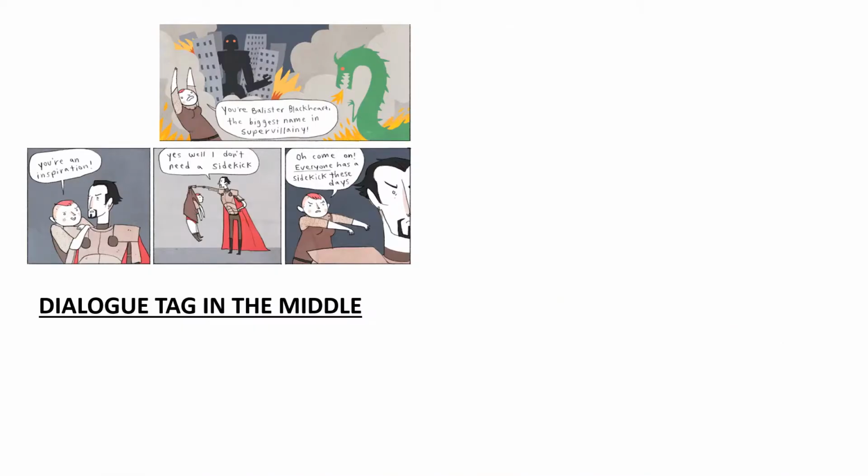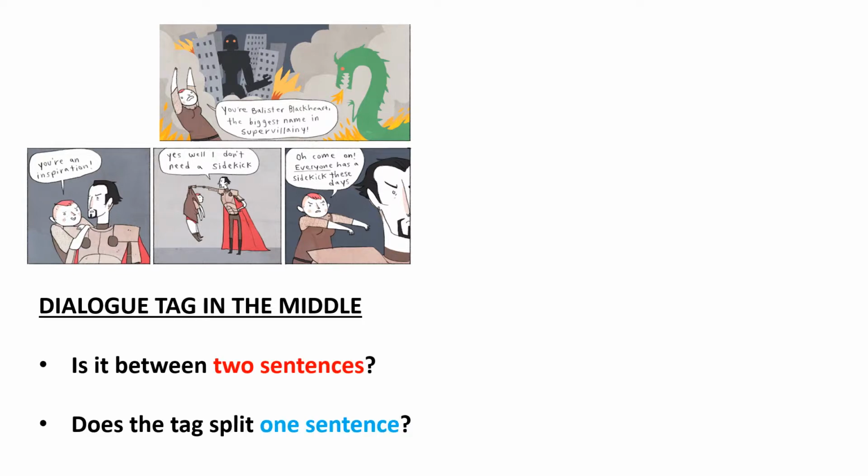Now we're going to put dialogue tags in the middle of the person's words. They say some words, then there's a speaker tag, and the same person keeps talking. This rule has two versions. How you punctuate and capitalize depends on whether there's a tag between two sentences or whether the tag splits one sentence and then the same sentence continues on the other side of the tag. Let's look at this in action.